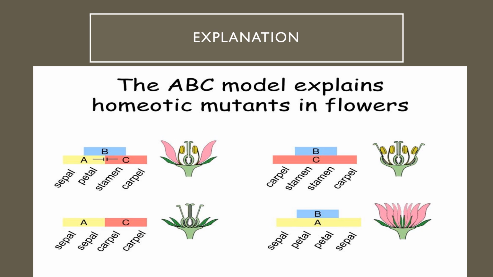When the C gene is present with the class B gene, then there is a formation of stamen. Also here this stamen is formed. Then when the class C gene is present alone, it forms carpel. Here also, there is a mutation in the class B gene. So when class A gene is present alone, it forms sepal. Then when the class C gene is present alone, it forms carpel.